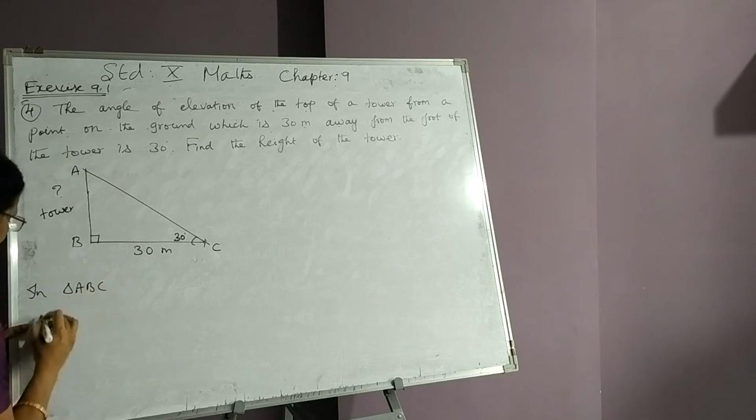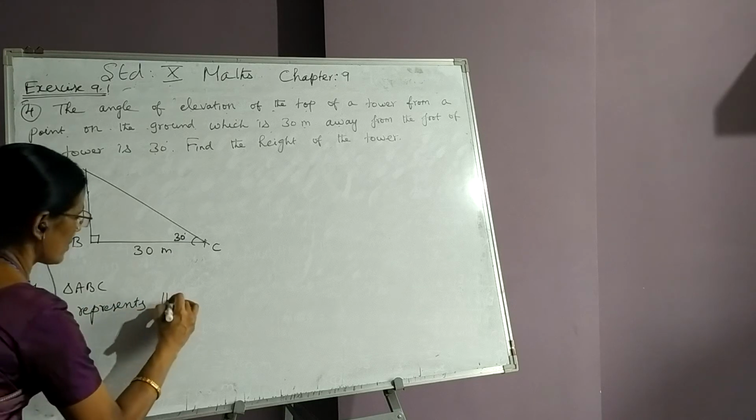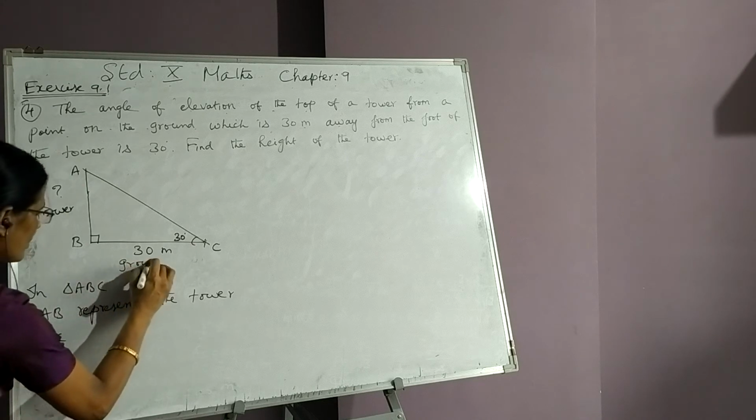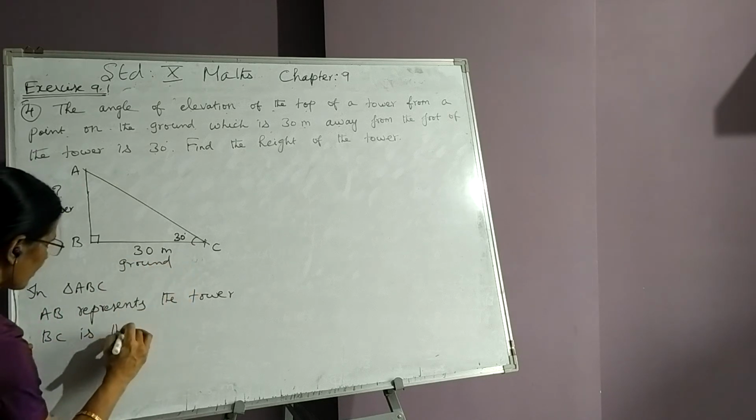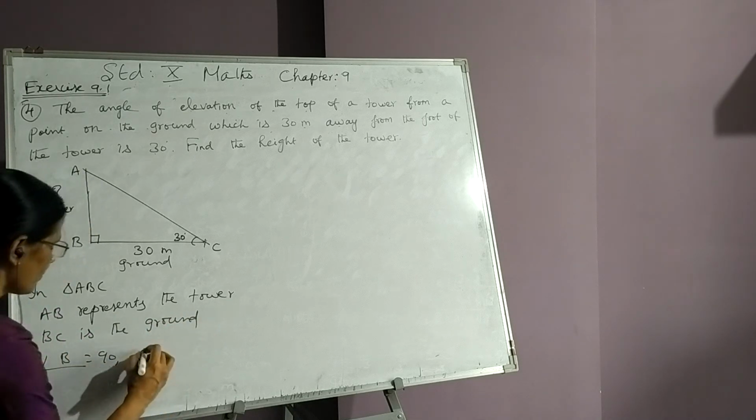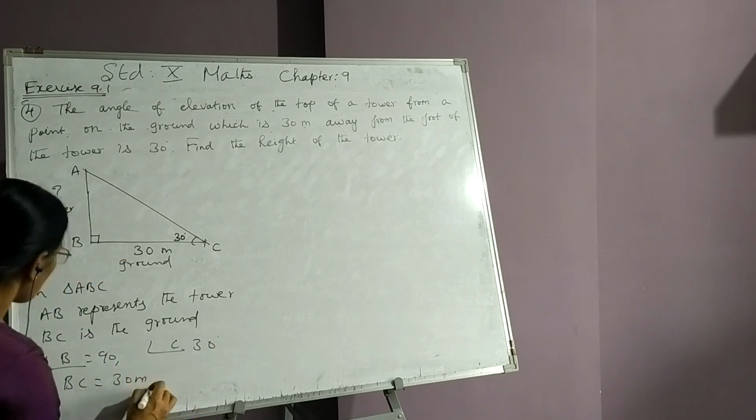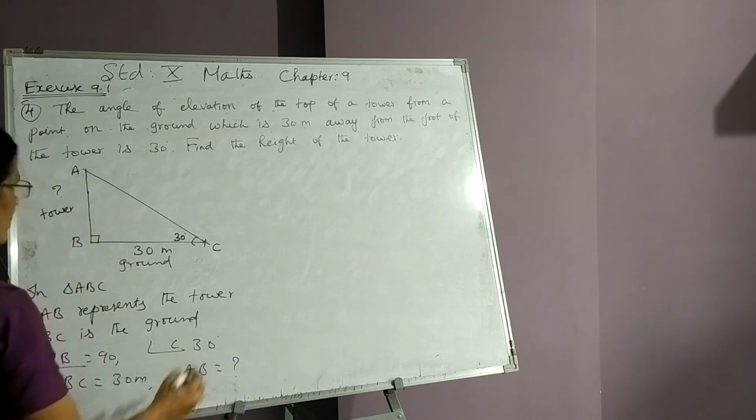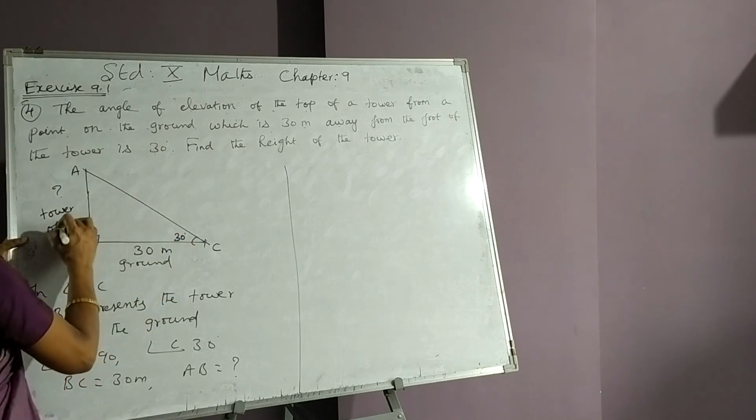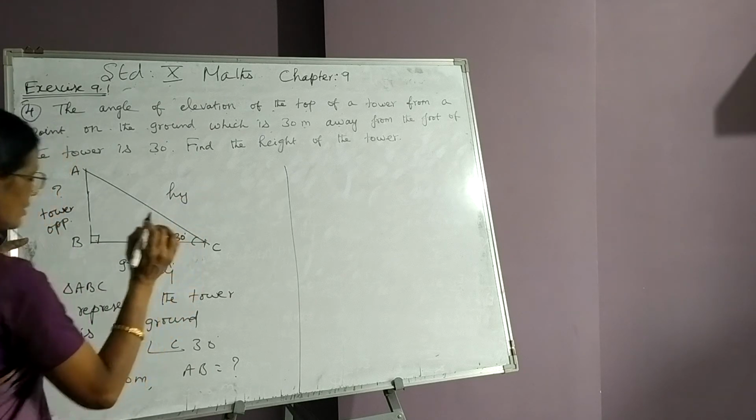In triangle ABC, AB represents the tower, or we can say height of the tower also. BC is the ground. Angle B is 90 degree. C is 30 degree. BC is given 30 meters. Question is find out AB. Angle C is given, so considering this angle, this becomes our opposite side. 90 degree, this is hypotenuse and this is adjacent side.